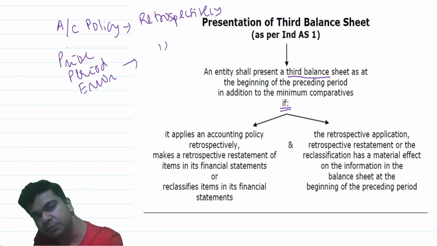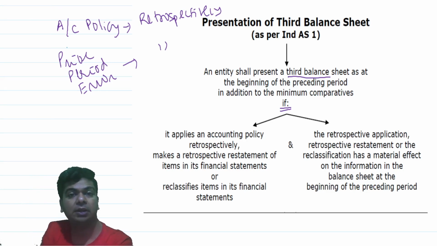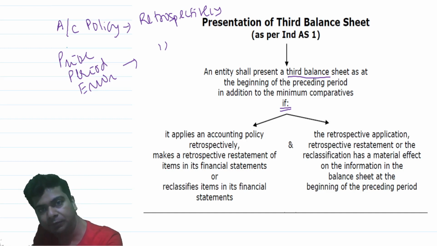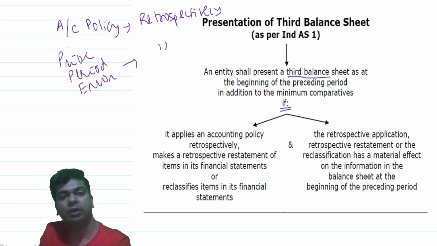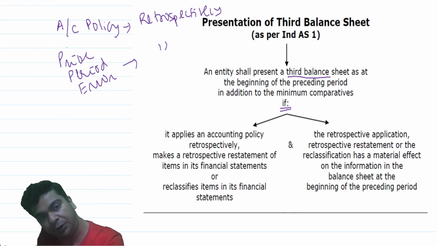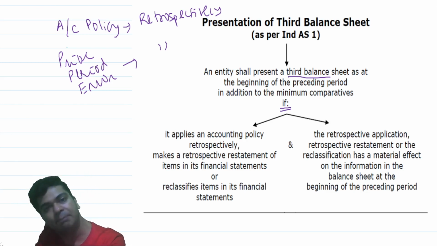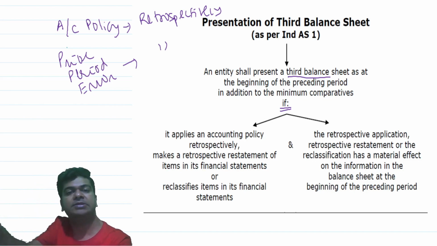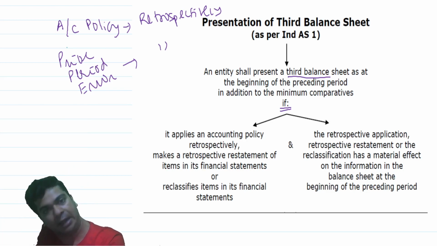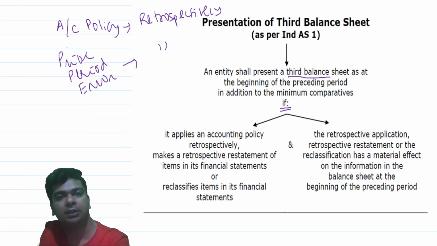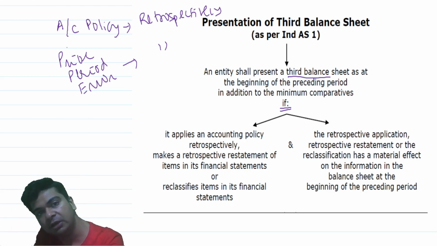You should first be very clear about when a third balance sheet will be prepared. Please be clear with it. We know that whenever we are changing the accounting policy or correcting the prior period error retrospectively, whatever is the effect for the previous year will be captured in the comparatives. But if the year before the previous year is also getting affected, only then a third balance sheet will be prepared. Otherwise, there is no need to prepare a third balance sheet.